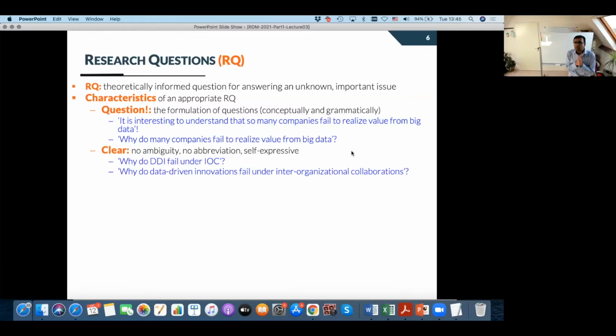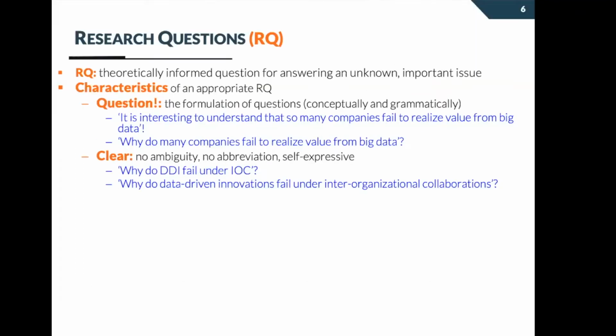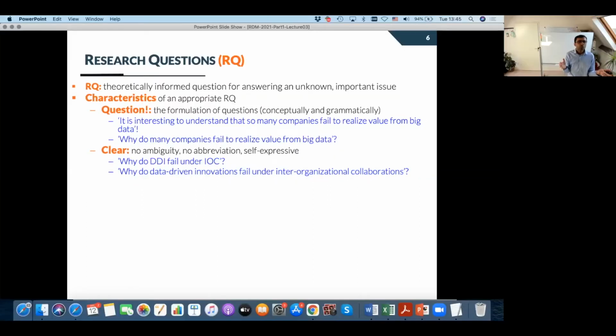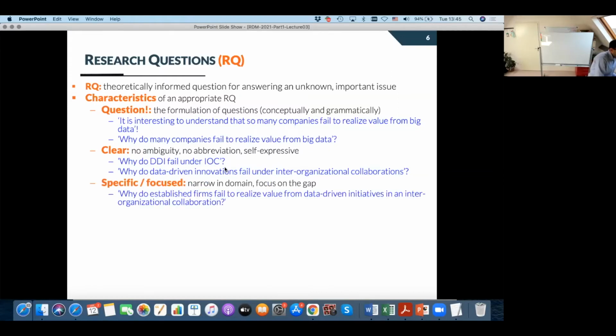It should be clear. If I read your research question, I shouldn't be stopped to wonder, what do you mean by this? What is that? We have a very simple test here. We call it the grandma test. If you give your research question to your grandma, who hopefully doesn't have any DBI certificate or something like that, she should be able to understand what you are talking about.